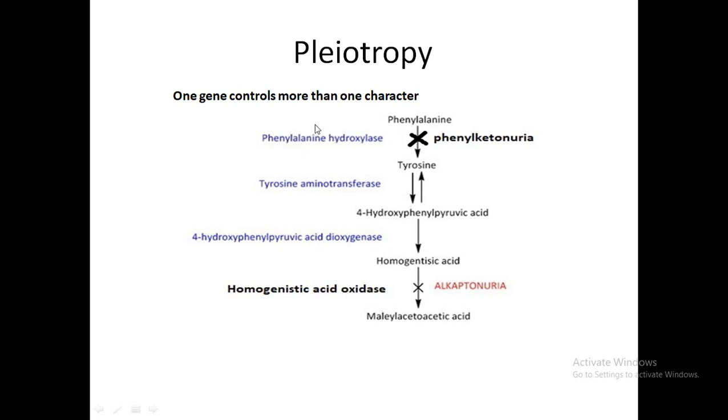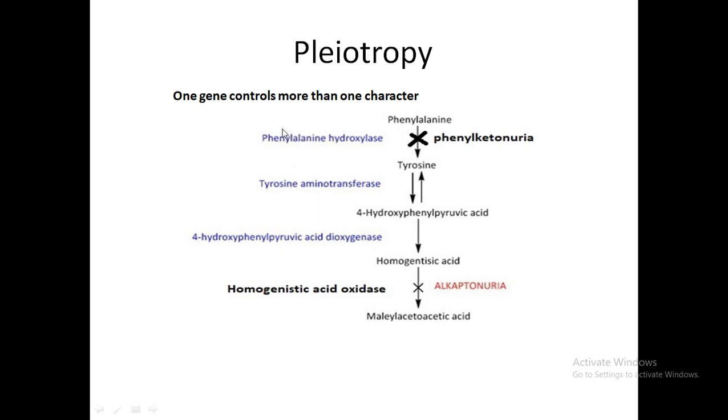Okay, so this phenylalanine hydroxylase gene controls more than one gene. Say for example, these are different enzymes involved in the biochemical pathway: tyrosine aminotransferase, 4-hydroxyphenylpyruvic acid dioxygenase, and homogentisic acid oxidase. Now all these three enzymes are coded by genes only. So all the four are coded by genes.